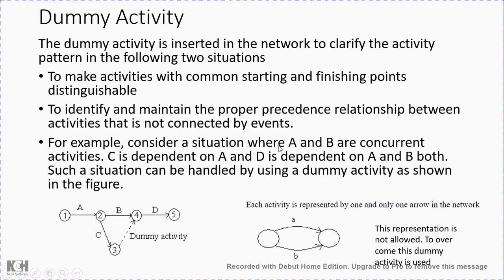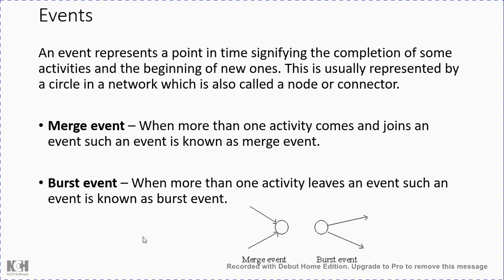For example, consider a situation where A and B are concurrent or parallel activities. C is dependent on A, and D is dependent on both A and B. Such a situation can be handled by using a dummy activity as shown in the figure. You cannot take C directly from 2 to 4, because 4 and 3 are two different events. So in order to overcome this, we introduce a dummy activity. This is the only purpose of the dummy activity. It does not consume any resources, but it is a better representation and avoids confusion in the network diagram.